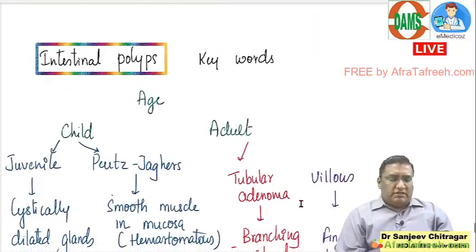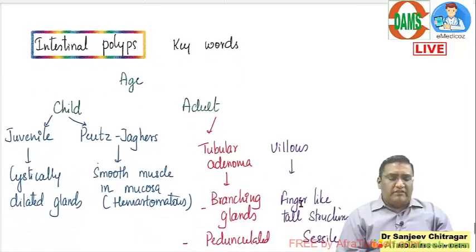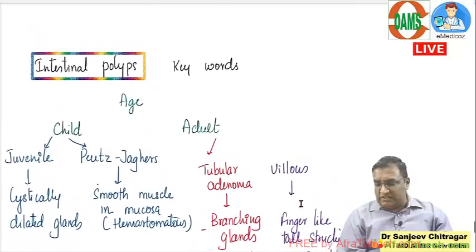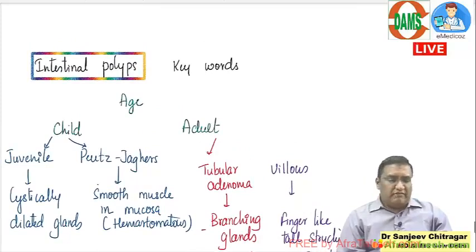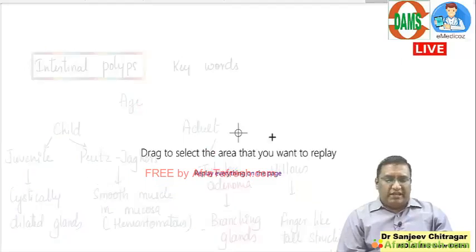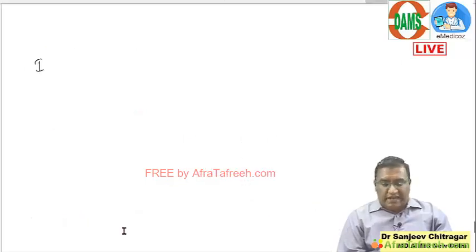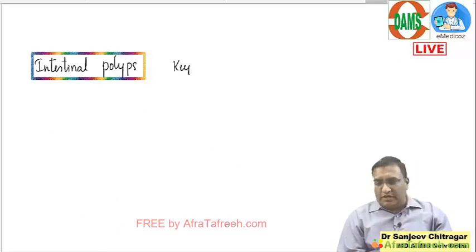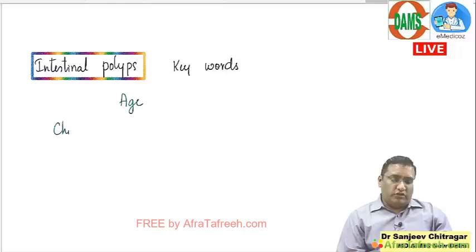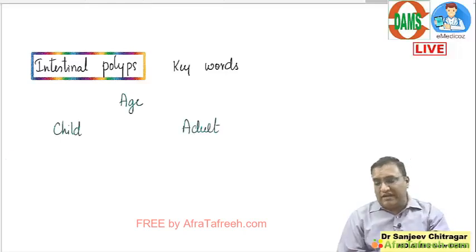Next is the polyp, intestinal polyp keywords. So I will not show you the images. We have discussed the images. The keywords I will discuss in the intestinal polyps. So very important keyword in the intestinal polyp will be your age. The most important keyword for intestinal polyp is the age at which the polyp was diagnosed. If it is a child or an adult, very, very important.